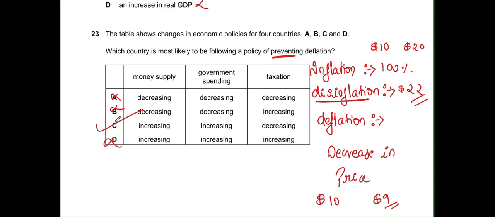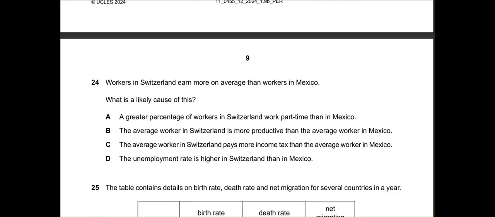Moving ahead to question number 24, that is, workers in Switzerland earn more on average than workers in Mexico. What is the likely cause of this? Okay, so let's see the options. A: A greater percentage of workers in Switzerland work part-time than in Mexico. Okay, work part-time. But the question is, workers in Switzerland are earning more. So if they're working part-time, how will they earn more than Mexico? So this doesn't make sense. B: The average worker in Switzerland is more productive than the average worker in Mexico. Yes, this makes sense to me.